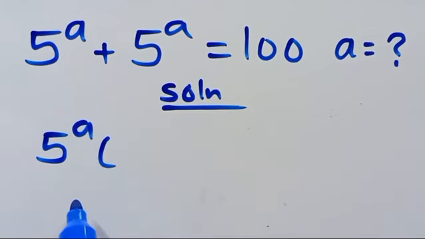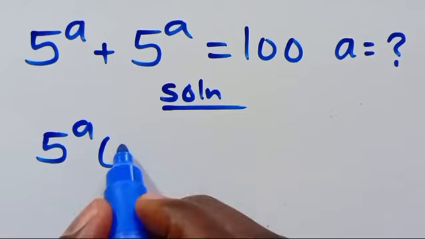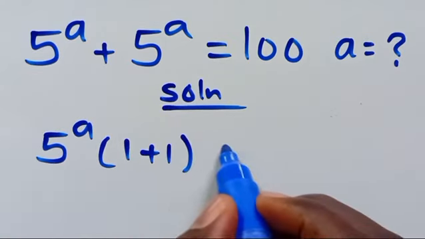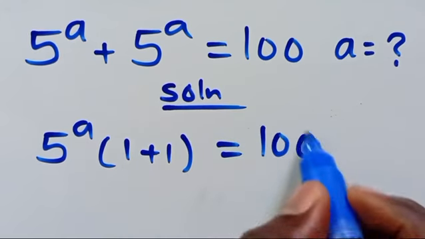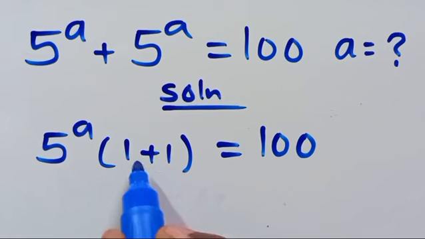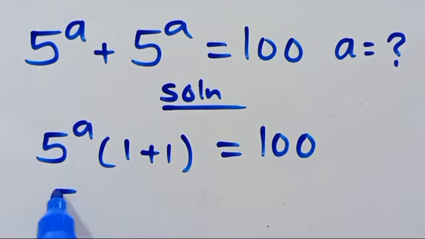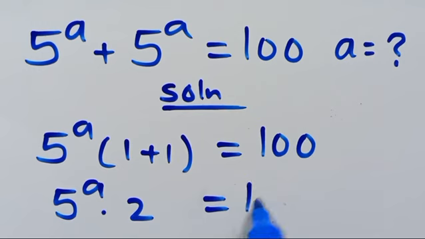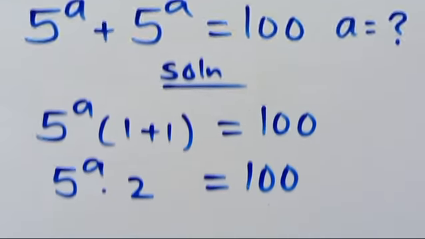Then we open the parentheses. This 5 to the power of a divided by this will be 1, plus this 5 to the power of a divided by this will also be 1, equals 100. So from here, let's add this together. It will be 5 to the power of a multiplied by 1 plus 1, which gives us 2, equals 100.